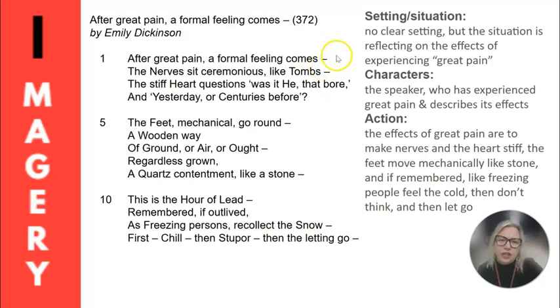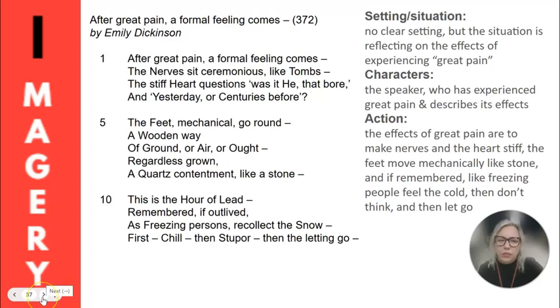The dash shows us that the speaker is talking about this phrase in the first line in a continued way. So the actions here are the nerves sit ceremonious, the heart is stiff and asks questions, the feet move mechanical, and then we also have freezing persons feeling the snow, remembering it, and then letting go.